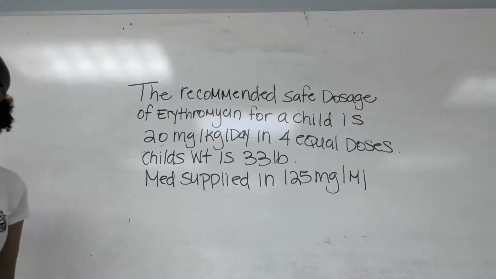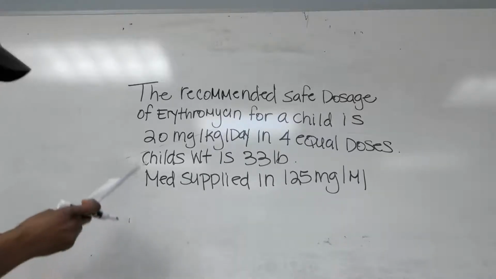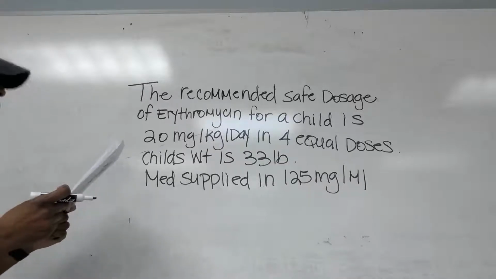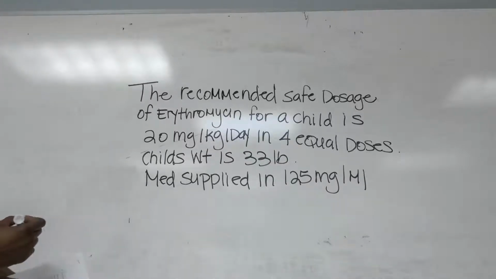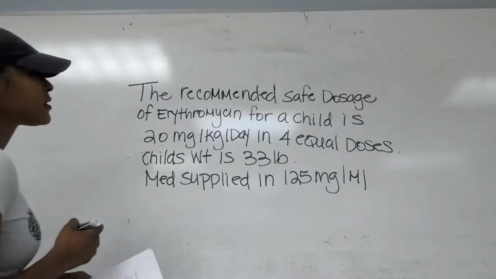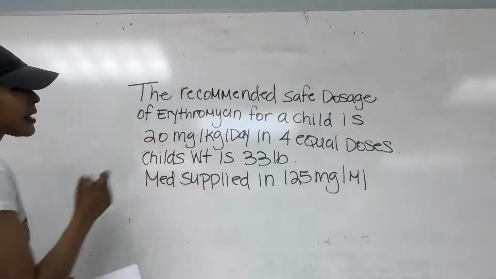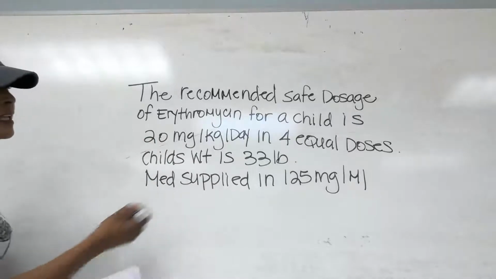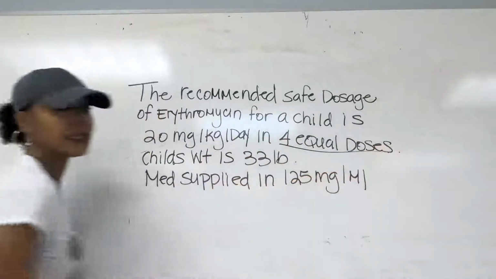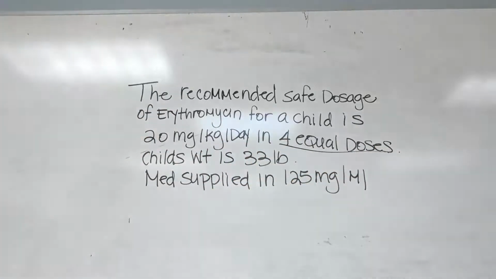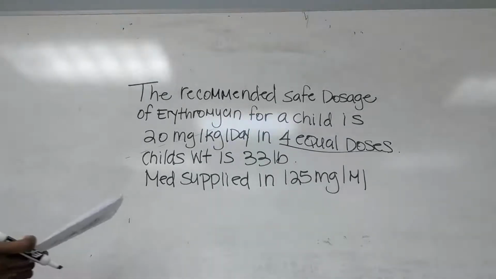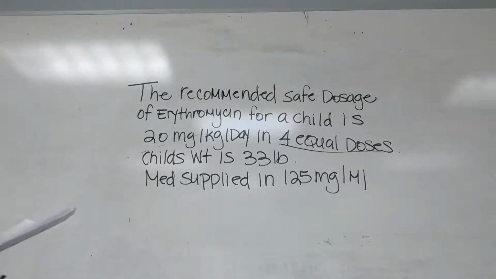All right, folks, can you see the problems, you guys? Okay, so let's get started then. The recommended safe dose of erythromycin for a child is 20 milligrams per kilogram per day in 4 equal doses. The child's weight is 33 pounds. The med is supplied in 125 milligrams per milliliter.